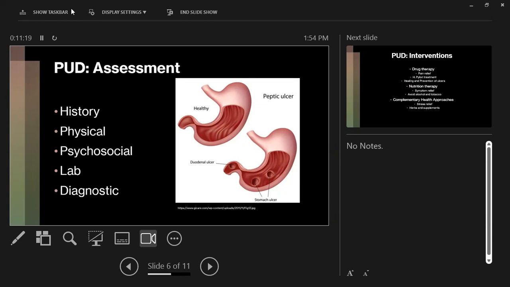Psychosocial needs: assess for lifestyle changes related to symptoms. And we also want to assess our patient's ability to adhere to treatments to prevent further complications from arising if they are being treated.